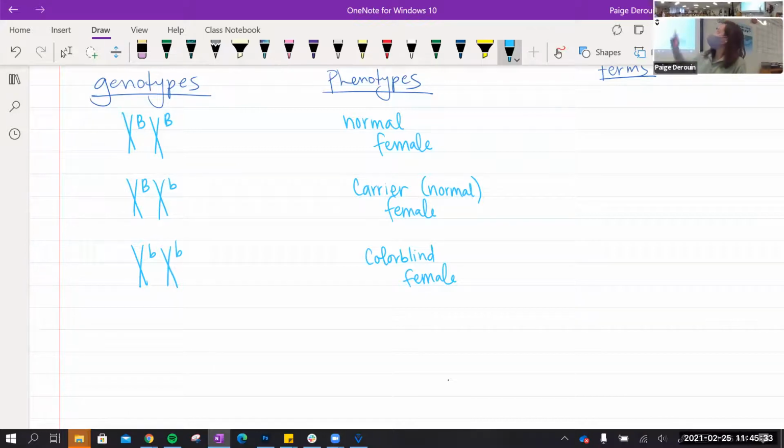All right, let's do our terms for the females. So the first one up at the top, X capital B, what will that be? Homozygous dominant. Good job. What about X capital B, X little b? Heterozygous, because we're going to look at the exponents, the superscripts, and not at the X's. Okay, so this is hetero. And then our third choice is homozygous recessive. Good job, homozygous recessive.